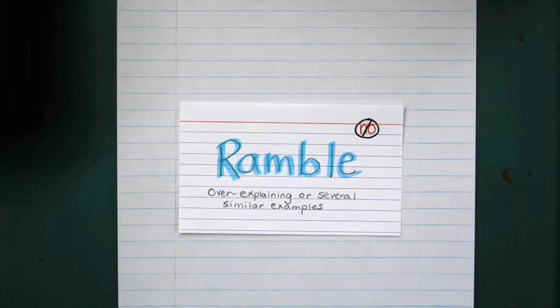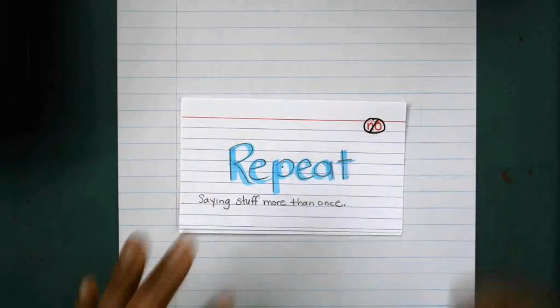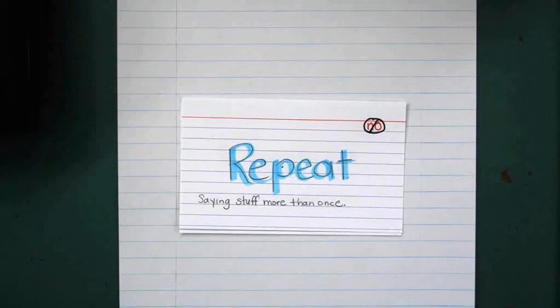So don't ramble. Second R to avoid is being repetitive. So if you say something more than once, this is like rambling, but you're just repeating it. You didn't even change it around. You're just repeating the same example or the same idea again in a different paragraph. This is not good. You need to have a variety of ideas that all closely tie in to the main topic that you're writing about.